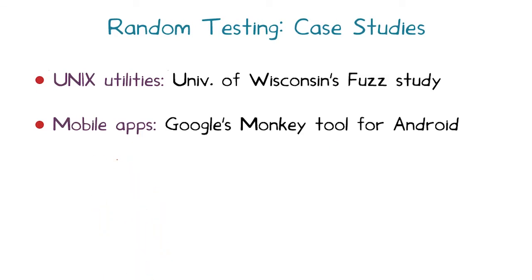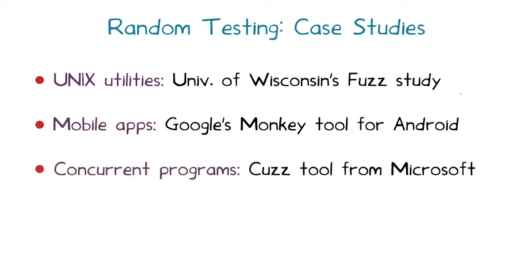In particular, we will look at Google's Monkey tool for fuzz testing Android apps. The third class of programs is concurrent programs, programs that run multiple threads concurrently for higher performance on multi-core machines that are commonplace today. In particular, we will look at Microsoft's Cuzz tool for testing such programs.